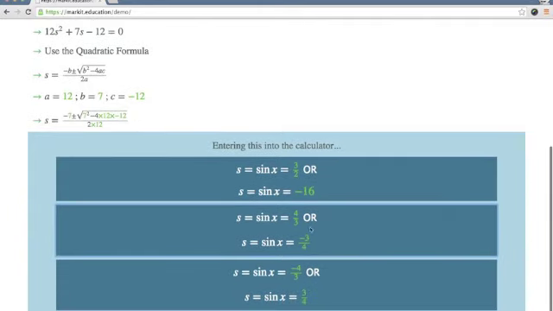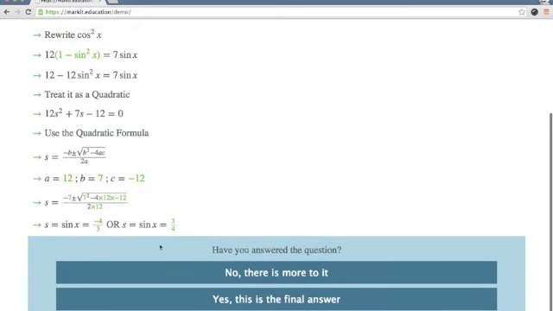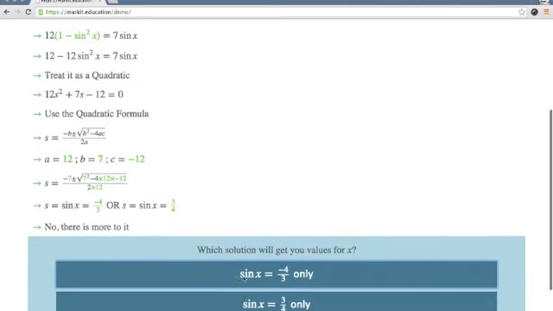Putting that into their calculator, they then get the two options for what sine could possibly be. So I believe this is the correct answer. A lot of students at this point in the exam would decide to stop, not realizing that there's actually more to finding it. You actually need to find x. So that's the purpose of this question. So I go, no, there's more to it.